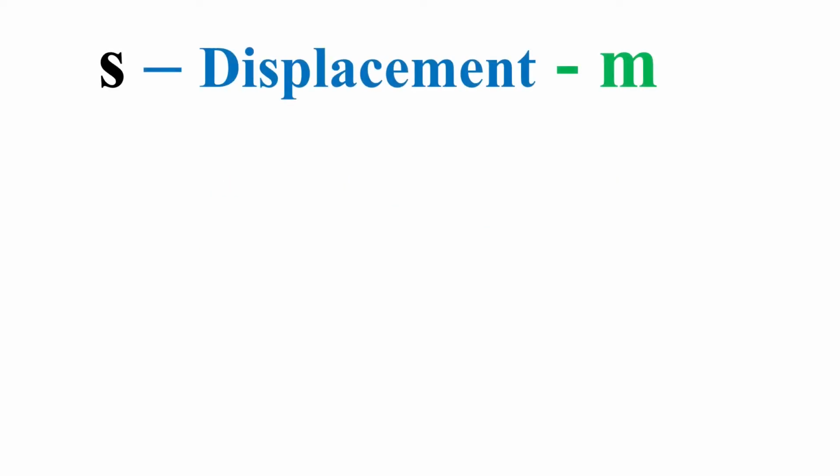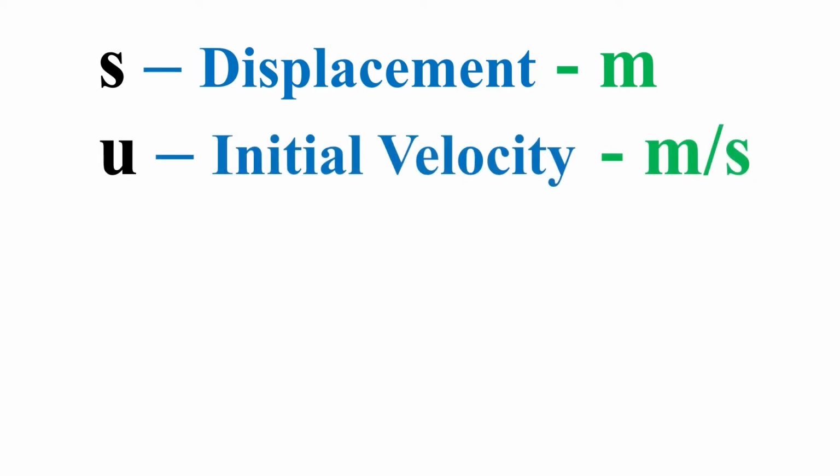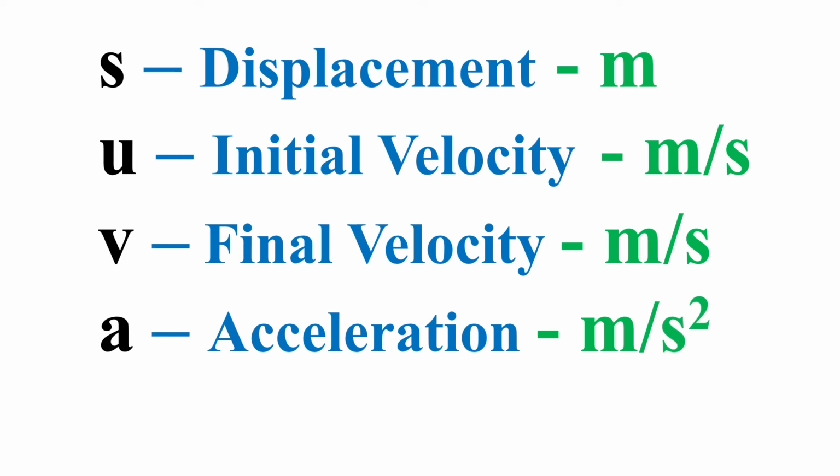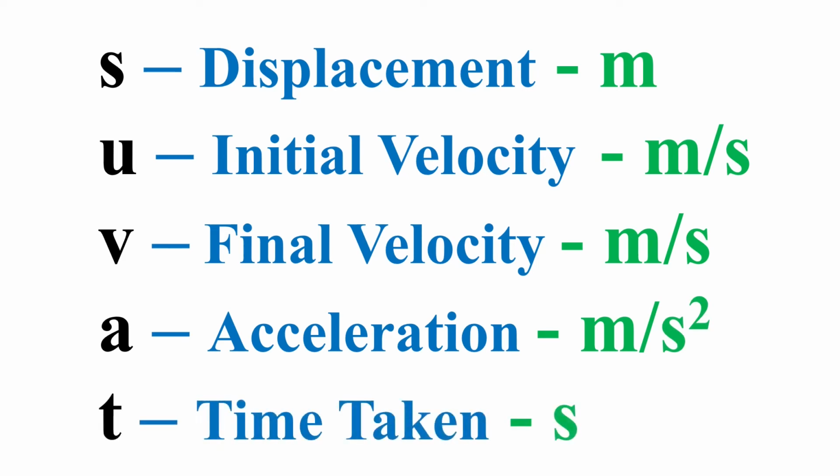Now, what's the meaning of these symbols? I want to tell you about this. S is displacement, its unit is meter, and U is initial velocity, unit is meter per second. V is final velocity, unit is meter per second. A is acceleration, its unit is meter per second square, and T is time taken, its unit is second. All the units are taken according to the SI system.